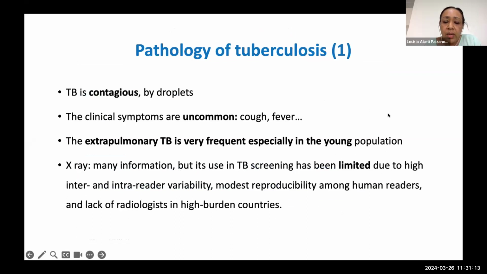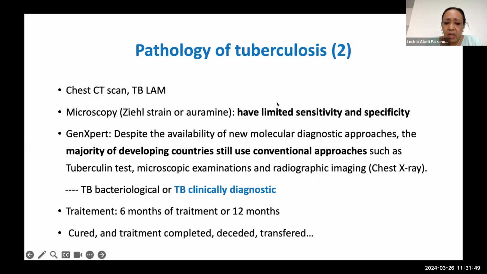Okay. So if we can say something about tuberculosis. Tuberculosis is contagious, as I said, by droplets. It means that for protection, the measures are there, but it's very difficult to stop the progression of this kind of disease that can be spread by droplets. The other problem is that the clinical symptoms are uncommon, so many signs are not only the signification of tuberculosis.